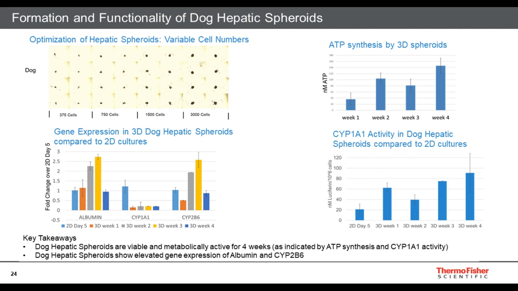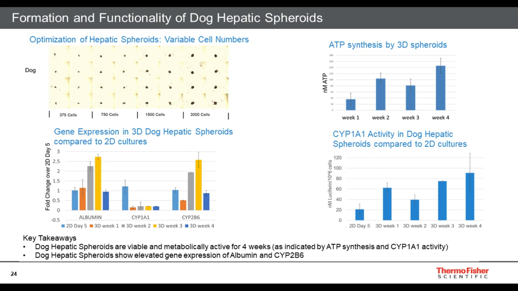On the top right panel, looking at viability as indicated by ATP synthesis of these dog hepatic spheroids, you can see that they are viable for 4 weeks, which is a huge improvement over the same cells in 2D culture, which typically survive 5 days. And then looking at the bottom left-hand panel, this is looking at gene expression in the 3D dog hepatic spheroids. And the first bar on any of the genes we looked at, so we looked at 3 here.